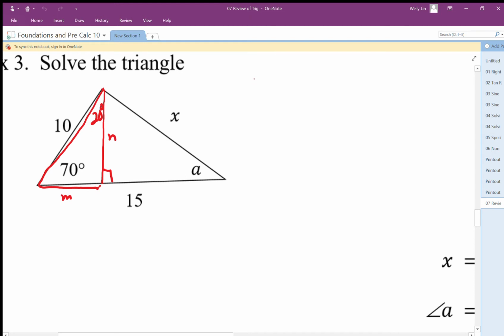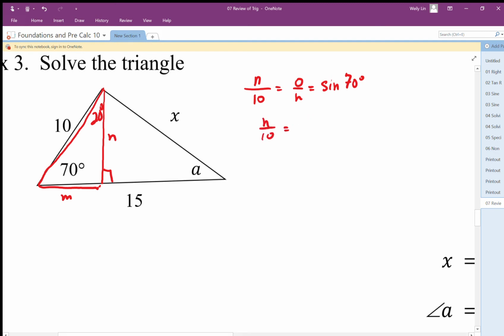I'm going to use the angle of 70 degrees, the opposite, and the hypotenuse. Opposite over hypotenuse, so we're going to use sine. So N over 10 is opposite over hypotenuse, and that's going to be sine 70. I need to use my calculator here to get sine of 70 degrees, because I don't know that ratio off the top of my head.